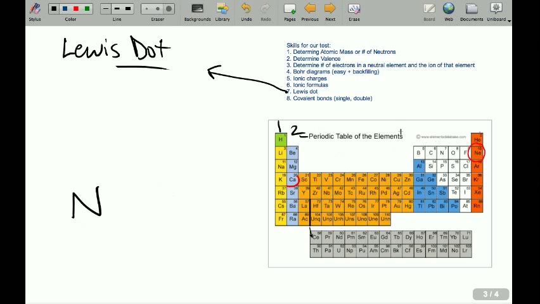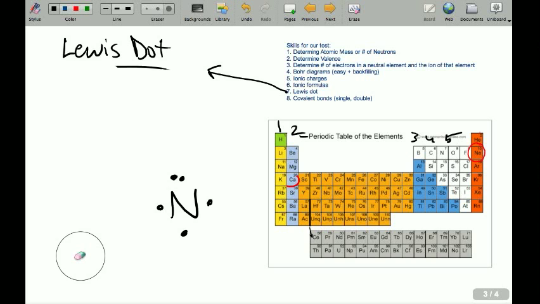How do I know it has 5? It's in the 5th column. 1, 2, 3, 4, 5. Cool. Now, let's start with nitrogen. This also helps you figure out how these things bond. So nitrogen actually has some guys that are hanging out here.